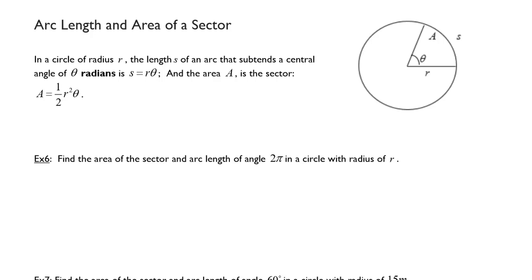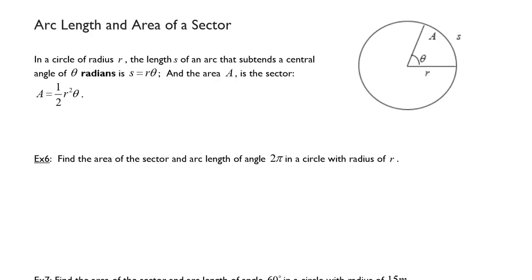In a circle of radius r, the length s of an arc that subtends a central angle of theta radians is s equals r theta. And the area A of the sector is A equals 1/2 r squared theta.